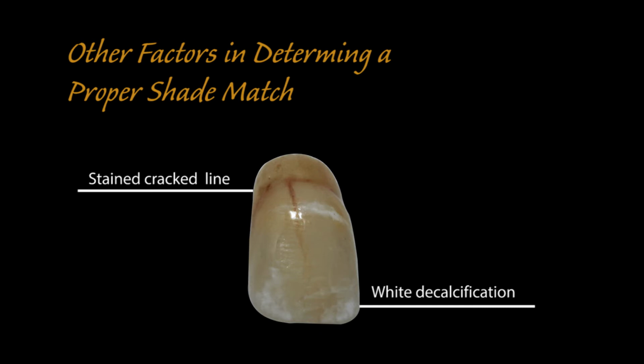But when you're taking the shade, you need to kind of block those white areas out in your mind and look at that base shade behind and make sure you still pick that shade. Then we'll reference the crack lines and the white decalcification lines either through a drawing on the RX form or, better yet, a digital picture.